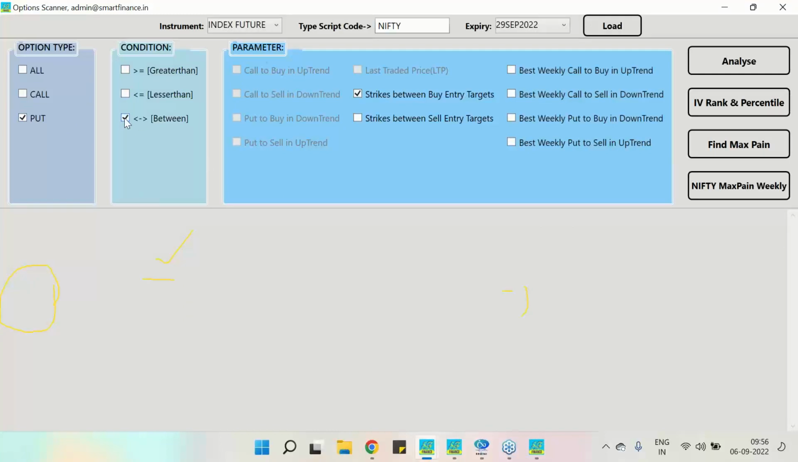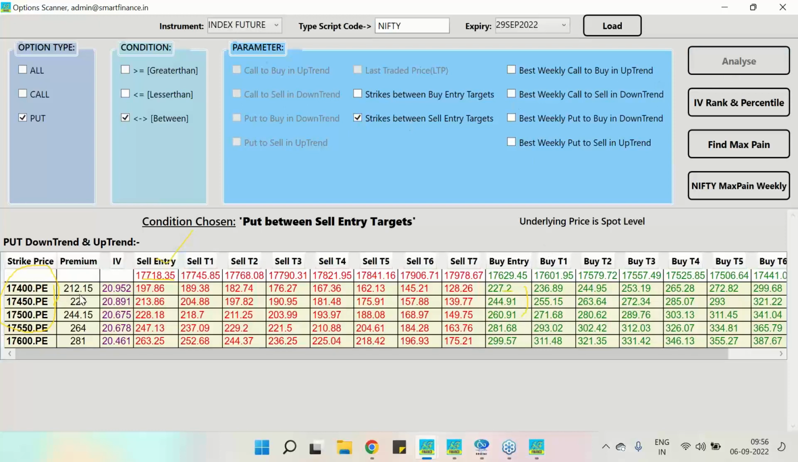Same process if I go for the put options and analyze strikes between the sell entry and targets. Here if I analyze, you will get these strikes. You are getting a couple of more strikes here. So when should you buy this put option? When the Nifty spot goes to 17,629. I recall earlier it was there.